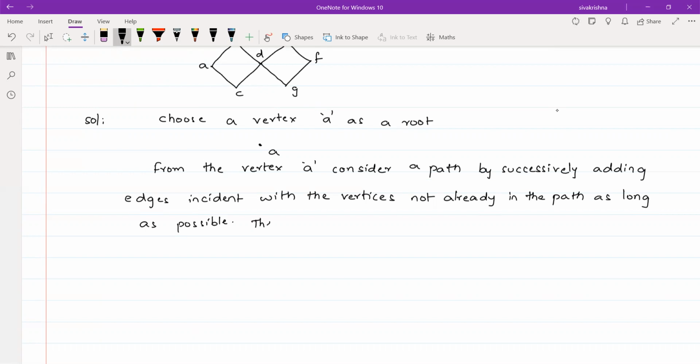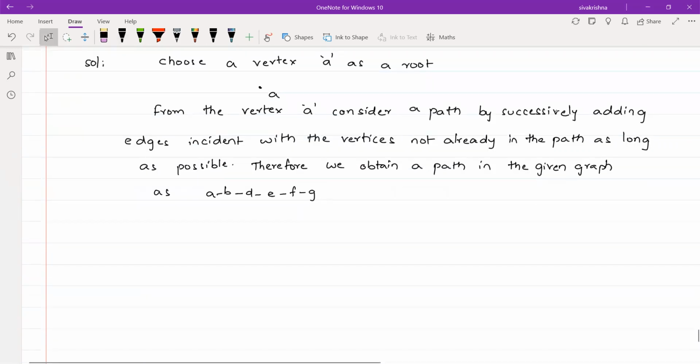Therefore, we obtain a path in the given graph as A to B, B to D, D to E, E to F, and F to G. Okay, so I am drawing that diagram, that path.